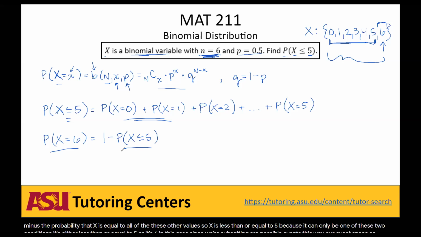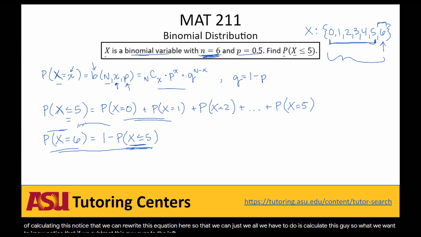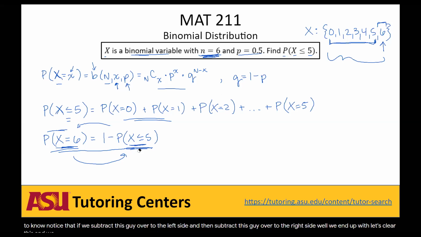So instead of calculating this, notice that we can rewrite this equation here so that all we have to do is calculate this guy. So what we want to know, notice that if we subtract this guy over to the left side and then subtract this guy over to the right side, well, we end up with, let's clear this and we'll just do it. See what we mean here.